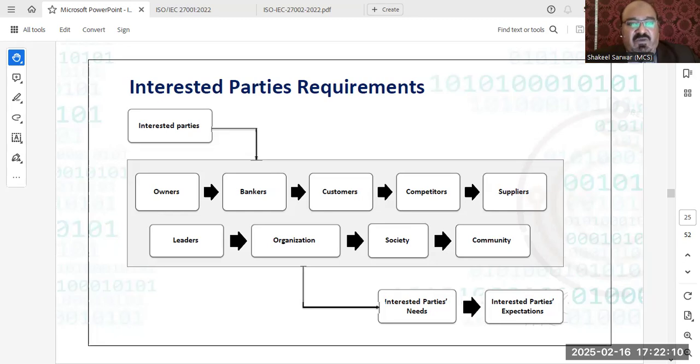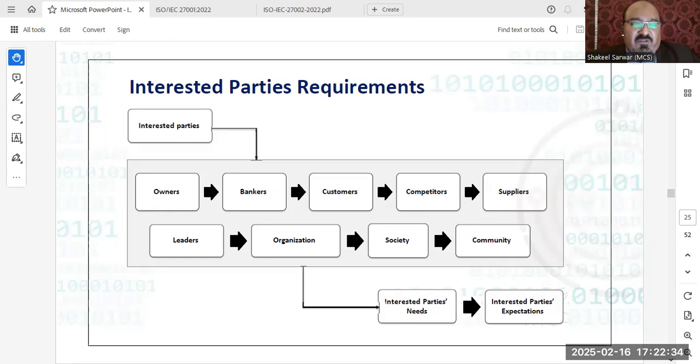Suppliers may require protection of shared data and intellectual property, clear communication and compliance with the security requirements in contracts, and assurance of business continuity to prevent supply chain disruptions. Impact could be strengthened partnerships and smoother operations in the supply chain.